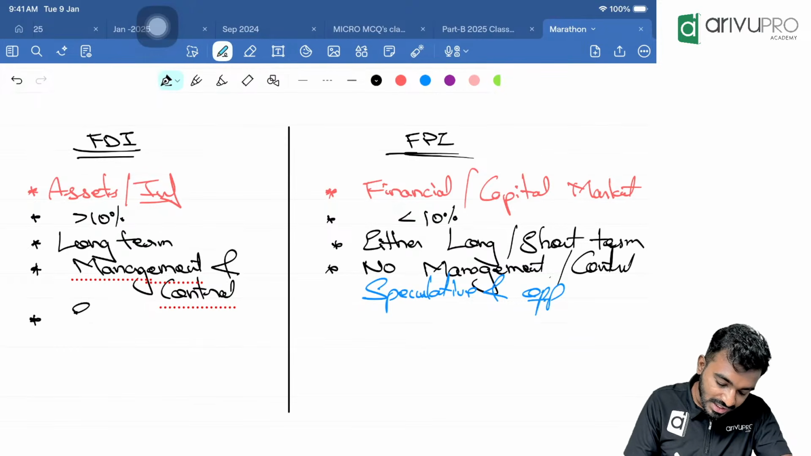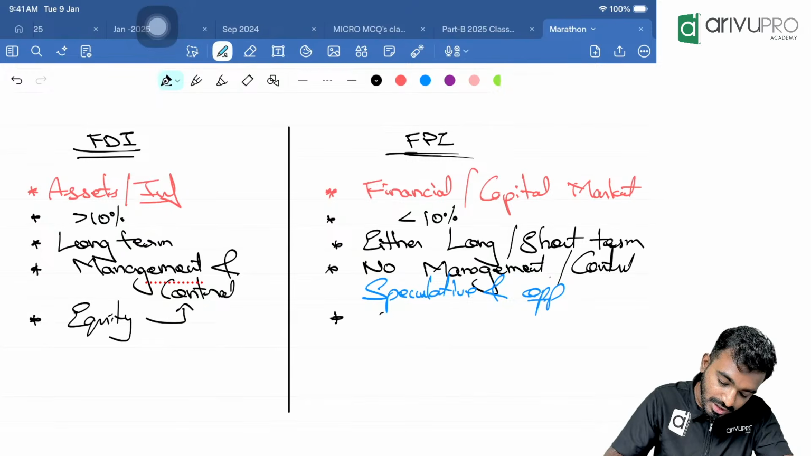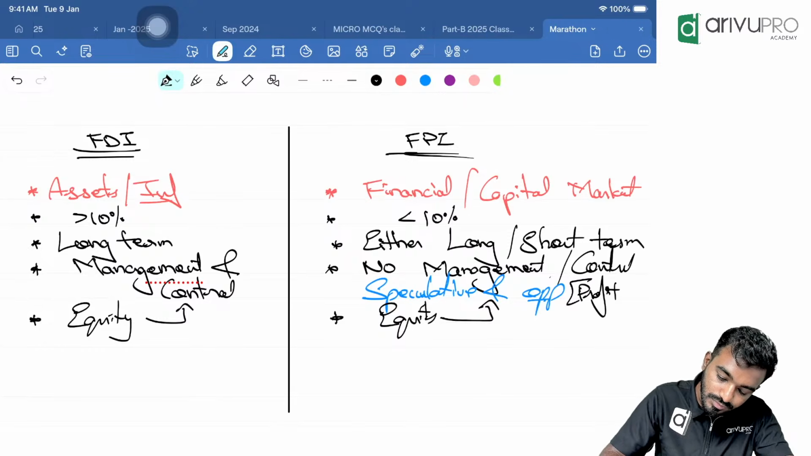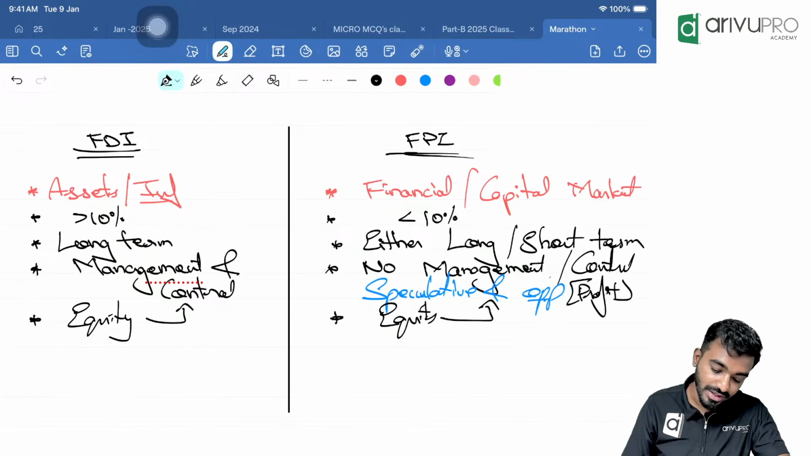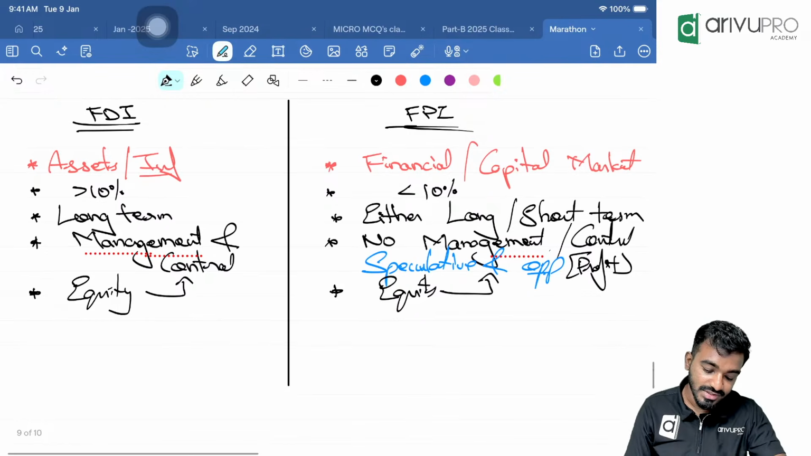In FDI, equities are held for the purpose of management control. In FPI, equities are held purely as speculative, that means a profit motive. Thus, we have to bifurcate. This we have to differentiate. This is the most important.